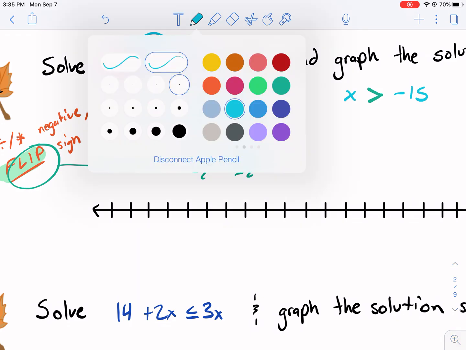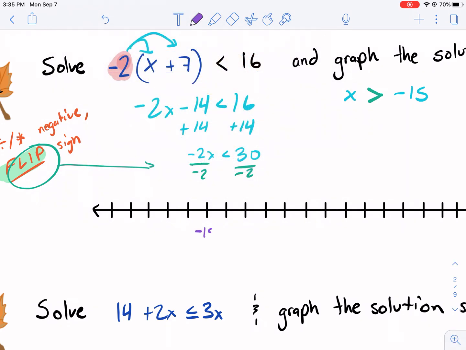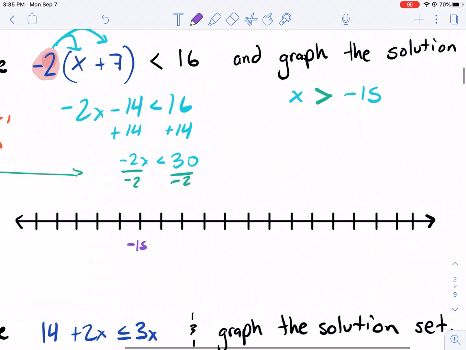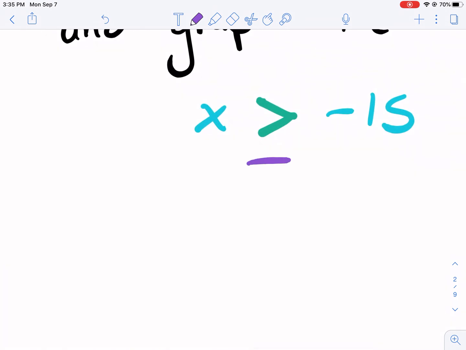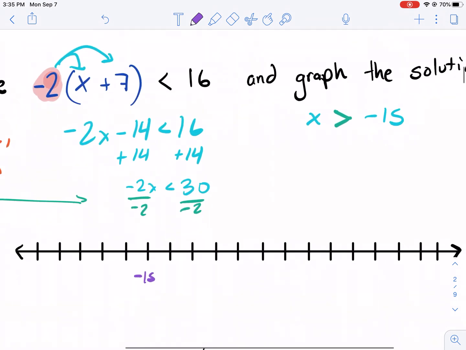So we're just going to plop on here -15. If you want, you can find 0, but it's really not necessary. So we have -15 plopped on here. We notice that it is a greater than sign. It's not greater than or equal to. So we know in the past we would have put an open circle, but since this is advanced topics after all, it's going to be either this or this. We need to pick one of these.